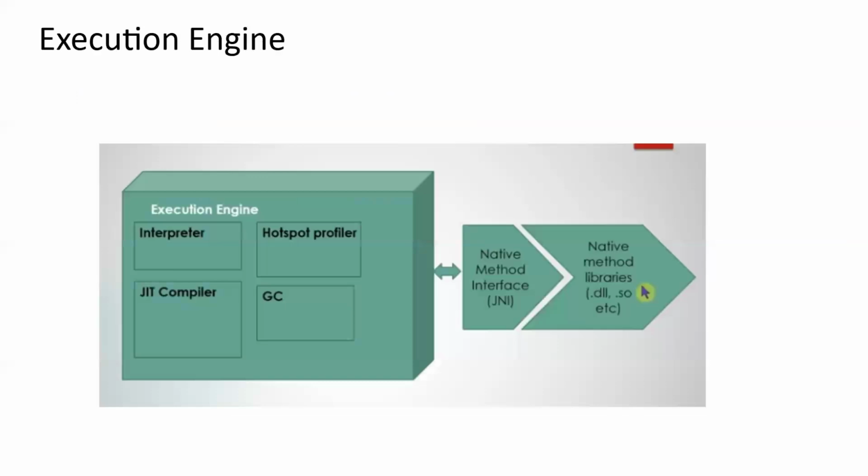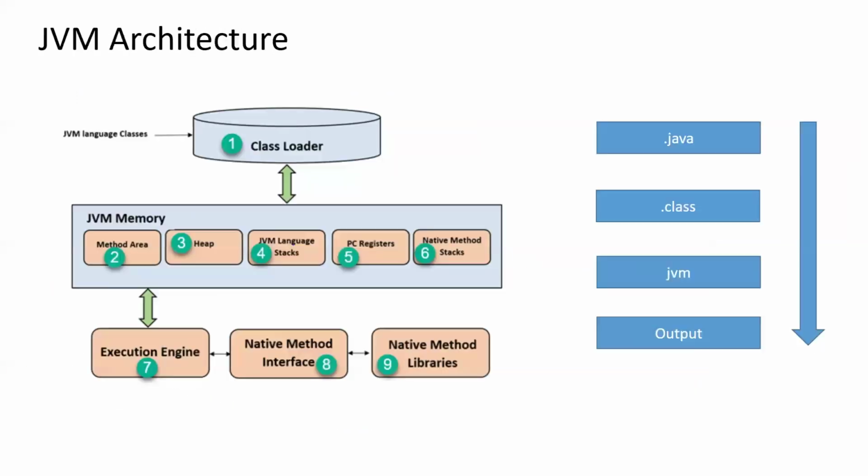Here I see two stacks, right? The JVM language stacks, and the other one is the native method stacks. I was wondering in which of these stacks the primitive data is stored. It will be in the JVM language stack only. All your local integers and characters that you declare in your program will get stored in your JVM language stack.